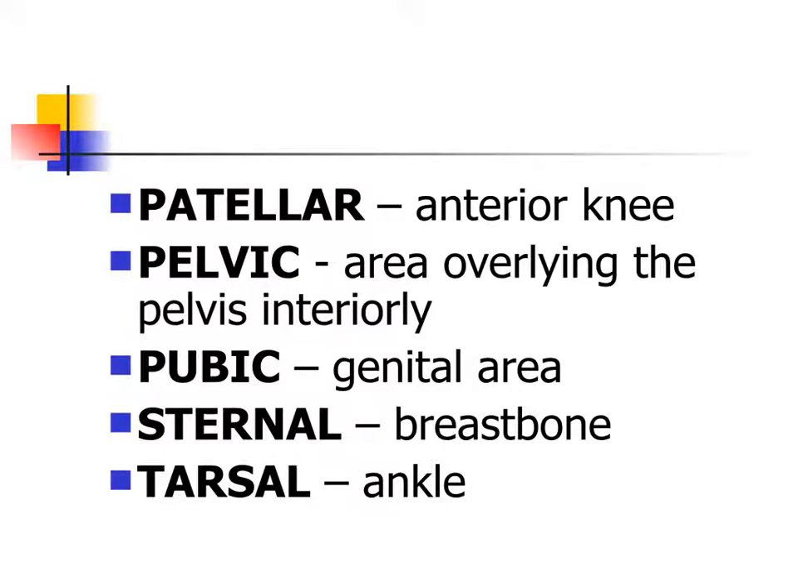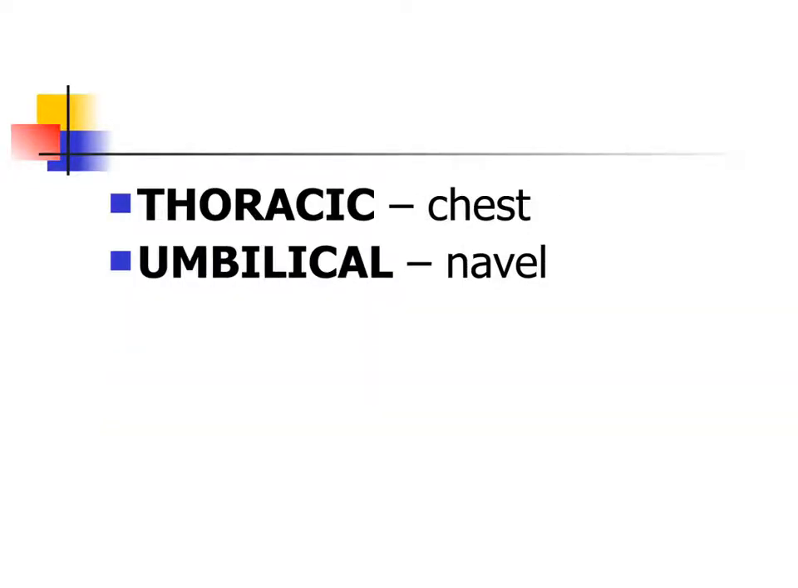The pelvic is the portion below the abdominal region. The pubic is the genital area. Sternal is the breastbone, where the ribs come together to meet in the center in the front. And then tarsal refers to the ankle bones, or the bones that make up the ankle. Thoracic refers to the upper chest area. The umbilical refers to the navel or the area around the belly button.